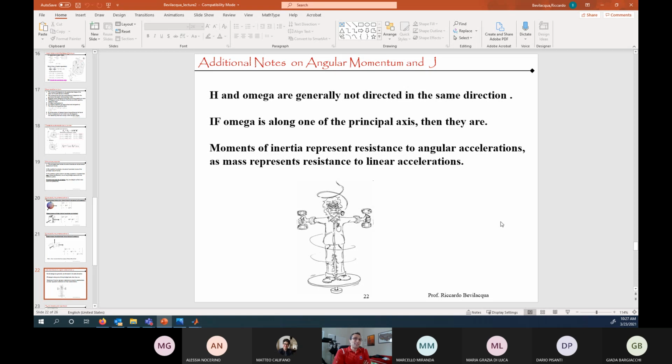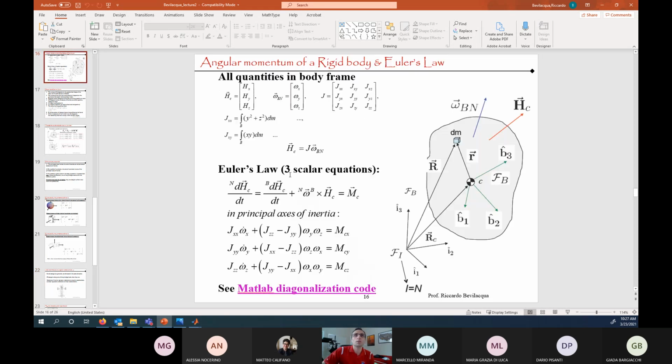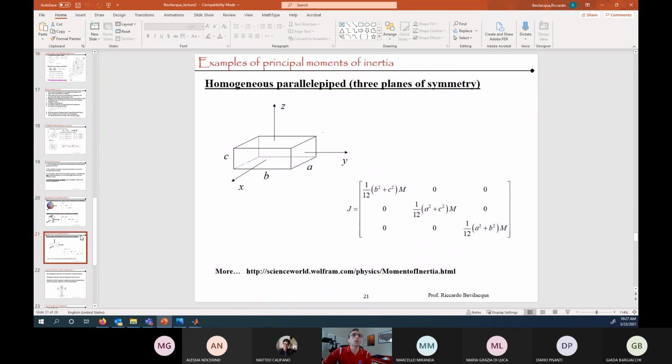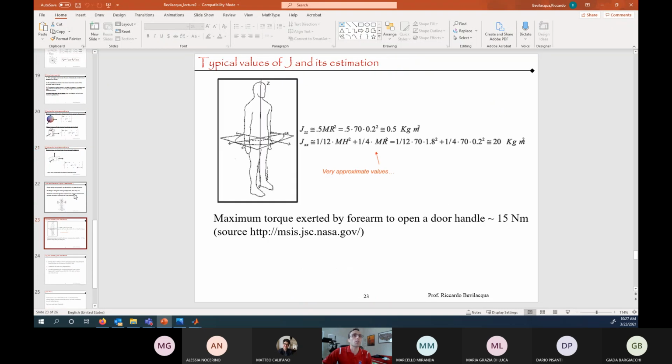What moments of inertia represent, as you can imagine, is resistance to changes in omega, in other words, to angular accelerations, the same way as mass represents inertia. The more mass you have, the harder it's going to be to change your velocity. Going back here, the more J you have, the harder it's going to be for your external moments to change H and in turn omega. So that's really what they do. It's just a very ugly, non-linear way to look at things. F equals ma is a lot easier to deal with, but that's really what they represent.